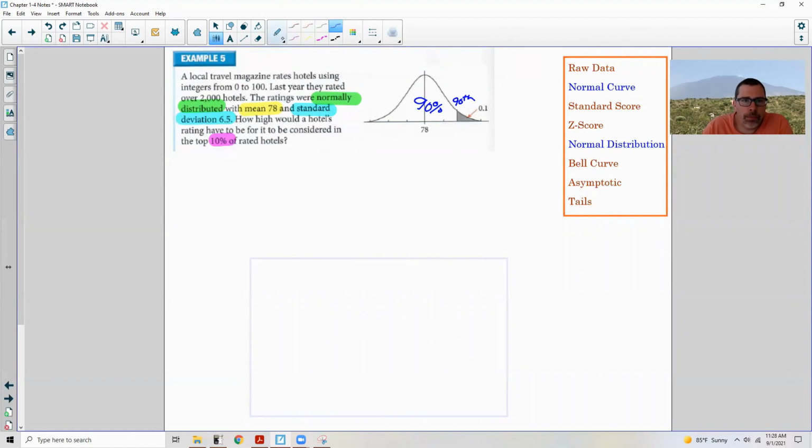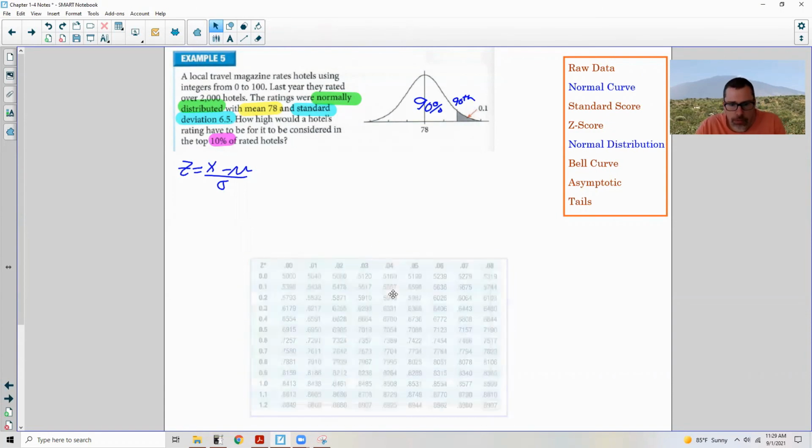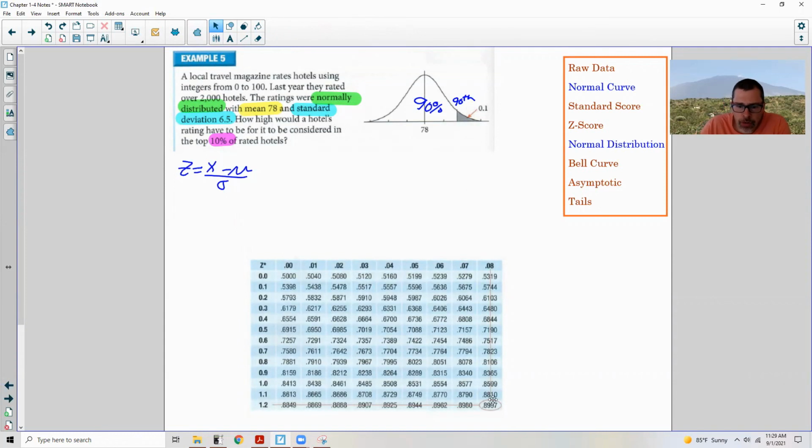So we write the formula, Z equals X minus mu divided by sigma. So we want to find the Z-score. The probability is 0.9. Okay, so we're working backwards. So I don't want to put Z equals. We want to get the Z from the table. So here is the table. And going all the way out to here, here is where 90% is. 0.8997 is pretty darn close to 90%. And that is 1.28. So that's our Z. So this has to equal 1.28.